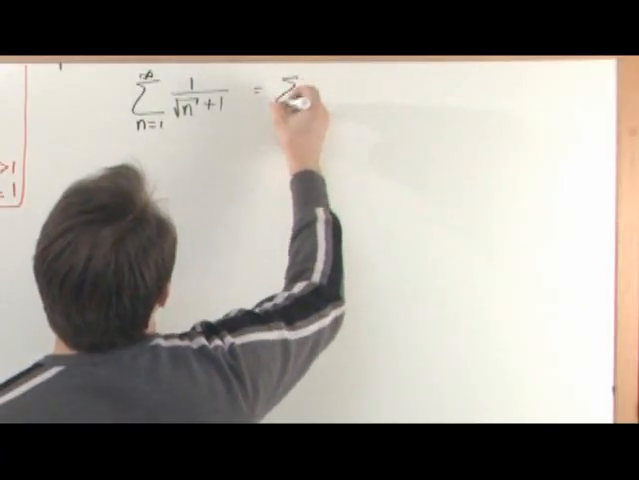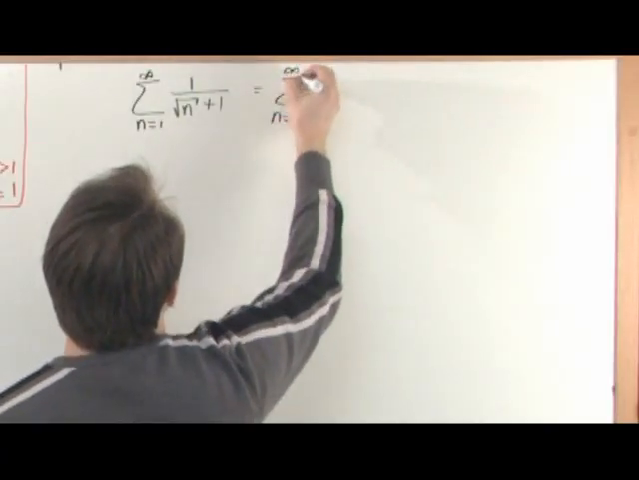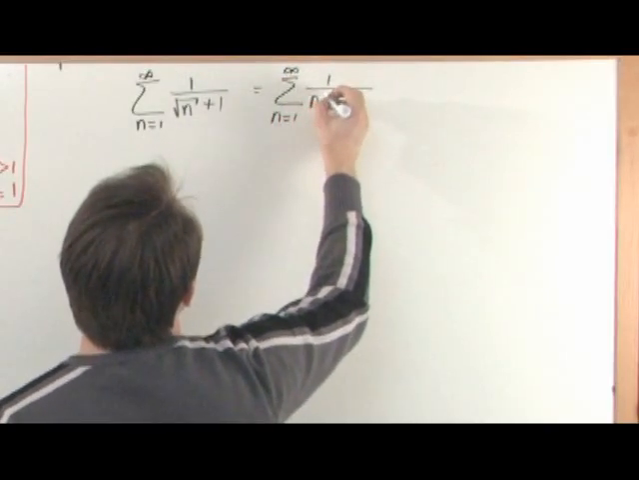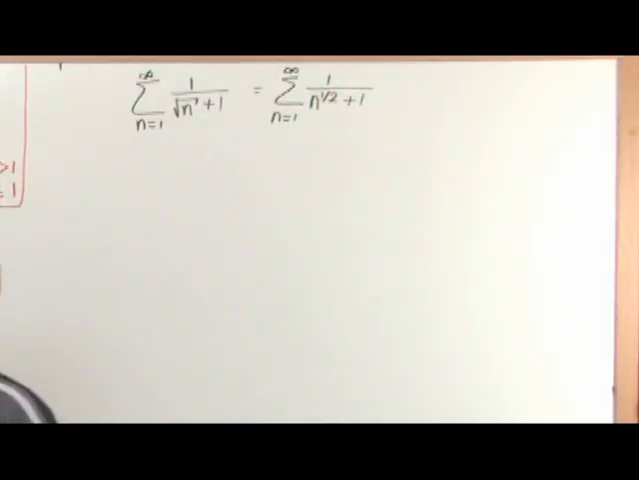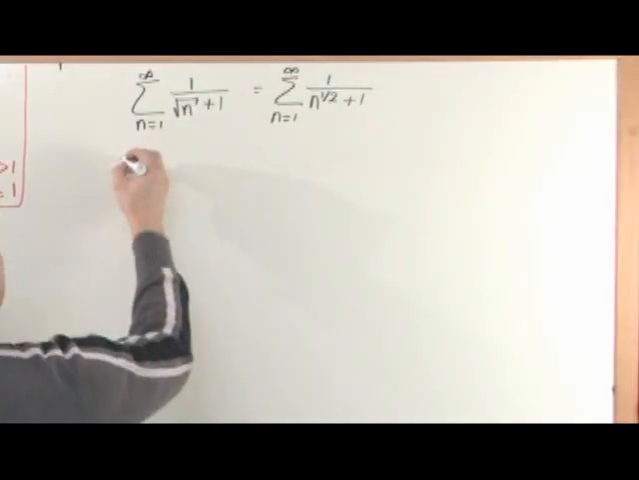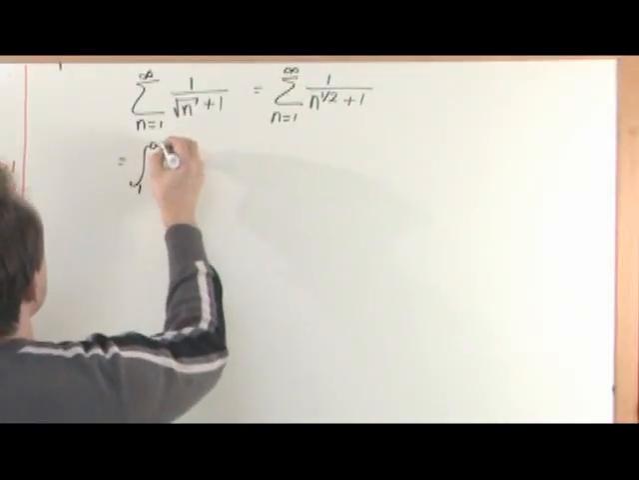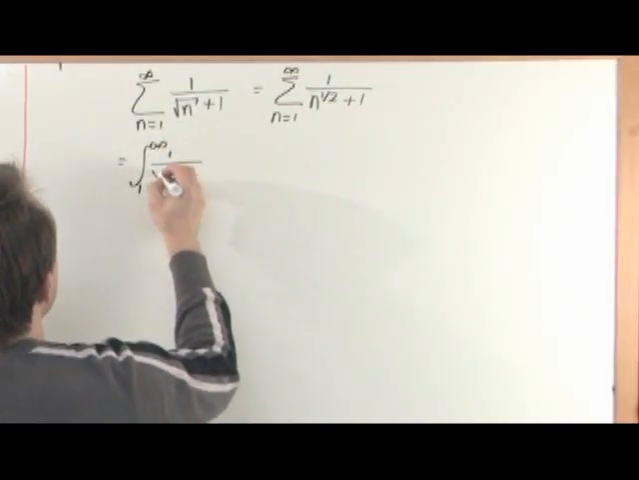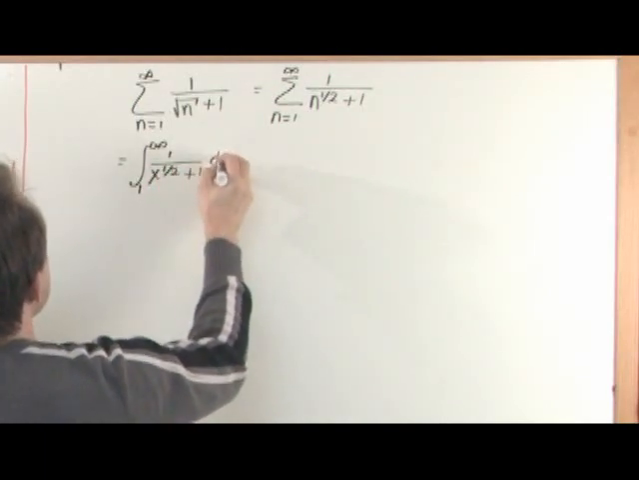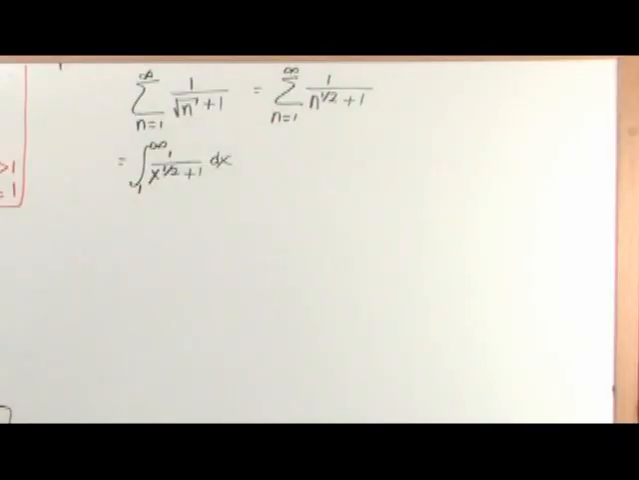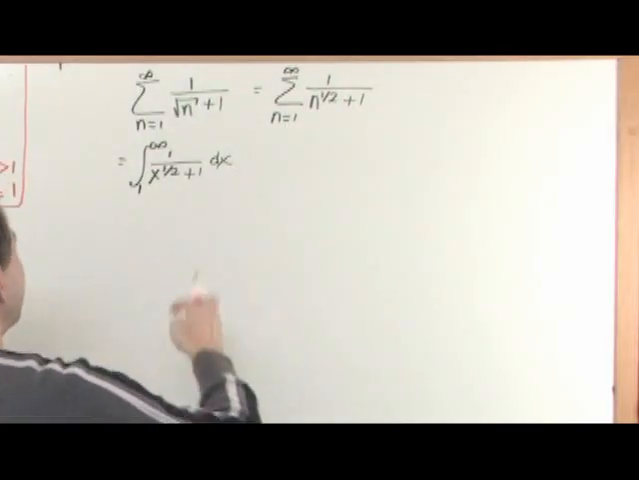Well, I can go ahead and rewrite this as the sum from n equals 1 to infinity of 1 over n to the 1/2 plus 1. I just like to have those in terms of exponents. And if I'm going to apply the integral test, I can integrate from 1 to infinity, 1 over x to the 1/2 plus 1 dx. So let's go ahead and try to see if we can integrate this. Let's do a substitution.